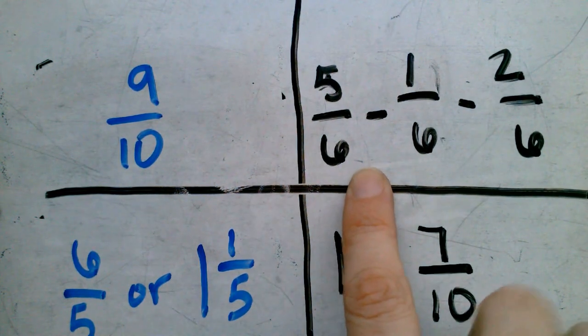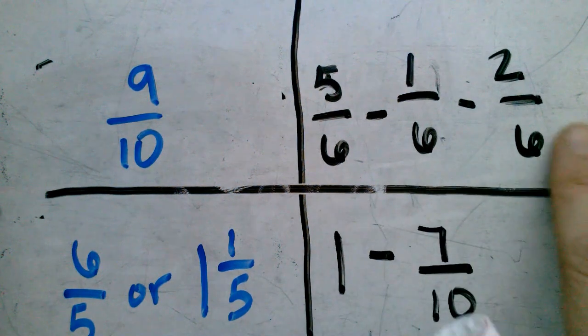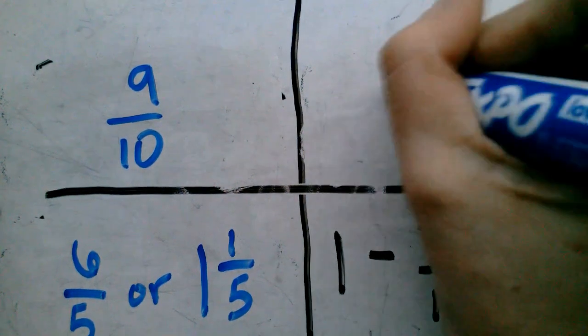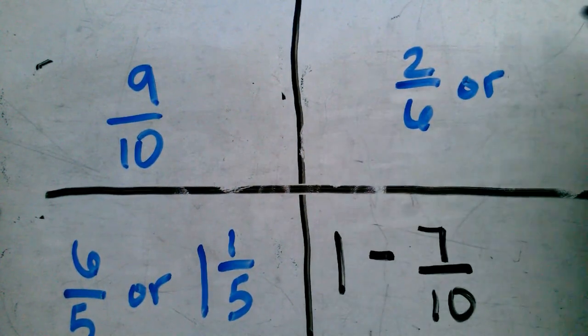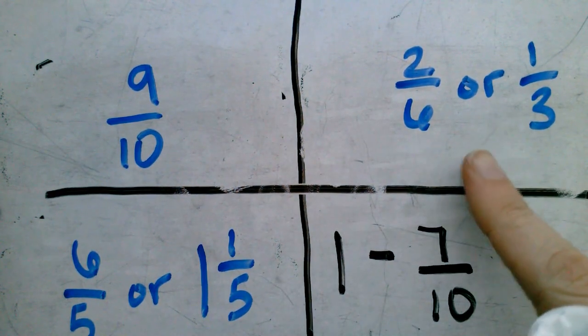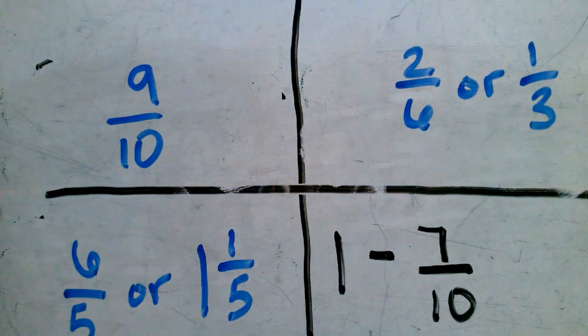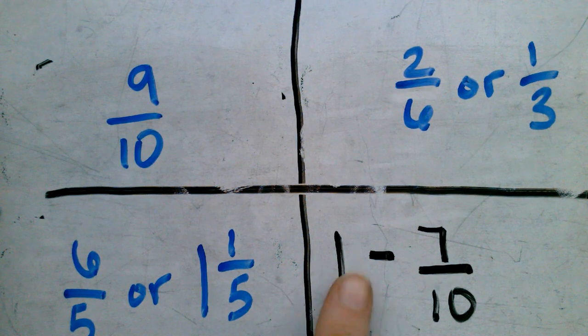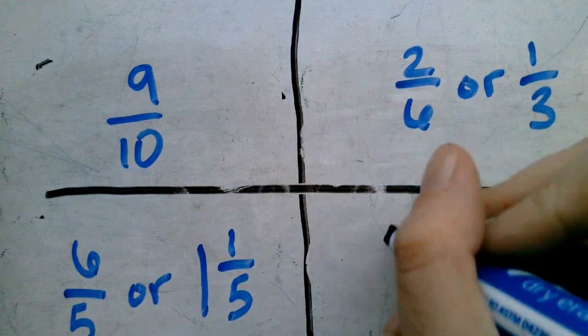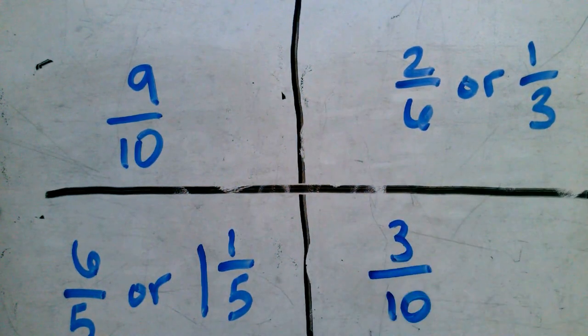Now let's look at our next one. 5/6 minus 1/6 minus 2/6. The answer to this one is going to be 2/6, or you could have simplified it as well and got 1/3. If you got either of those right, give yourself a little pat on the back. And the last one, 1 whole minus 7/10 would equal 3/10. If you got that one, give somebody near you a high five.